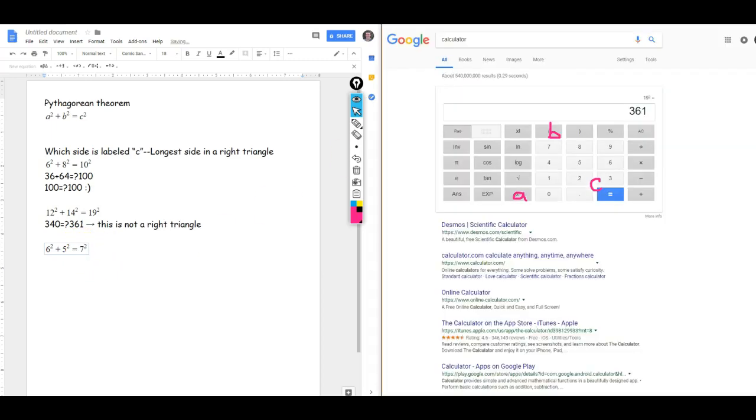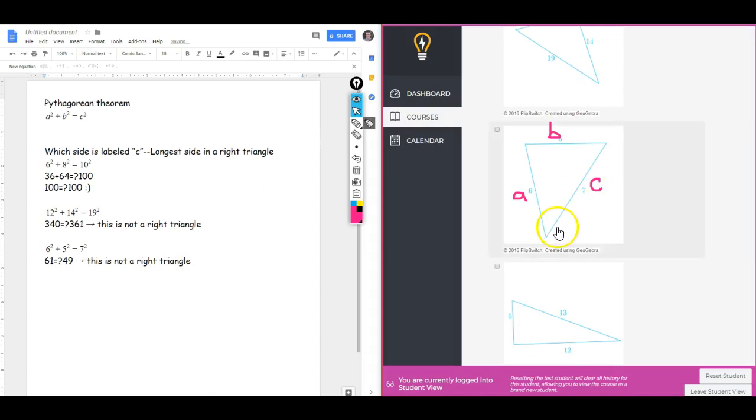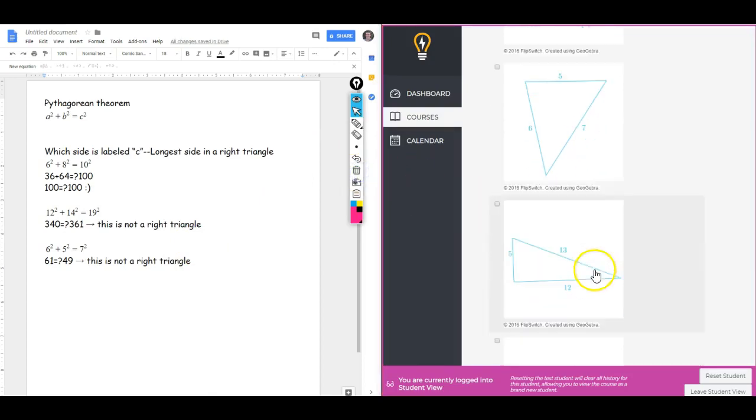So then again, jump to your calculator. 6 squared plus 5 squared comes out to be 61, and we are asking ourselves, is 61 equal to 7 squared? No, 7 squared is 49, so this means that this is not a right triangle. So I will not be selecting this triangle again.